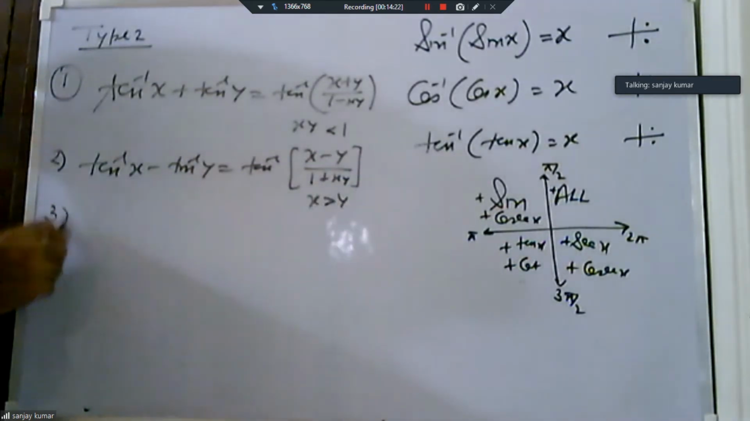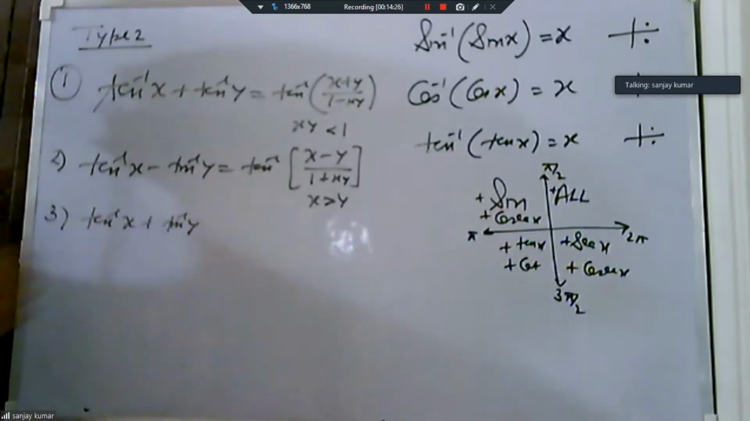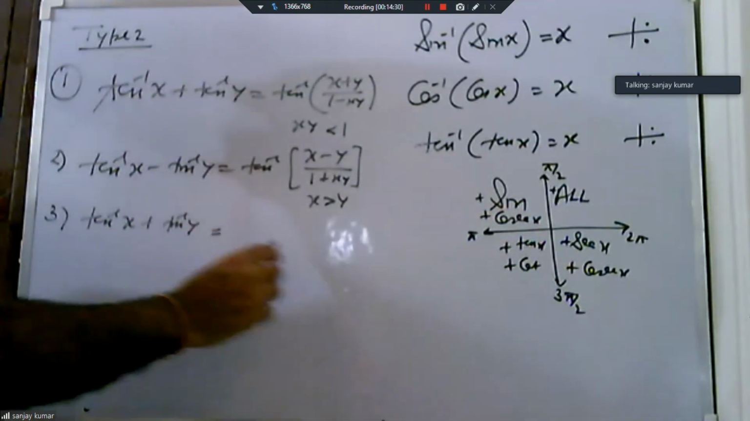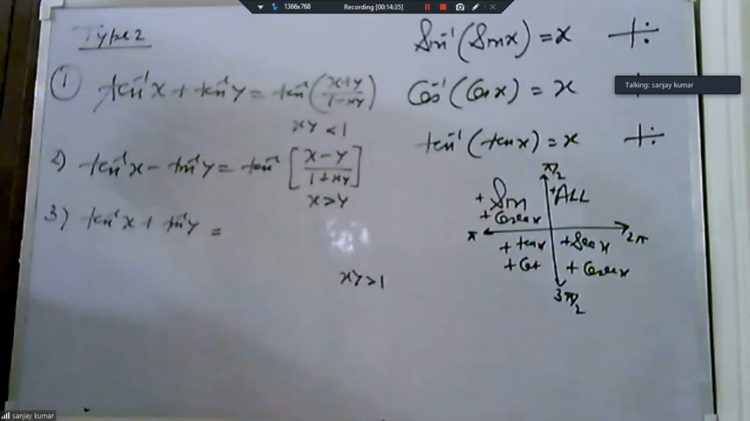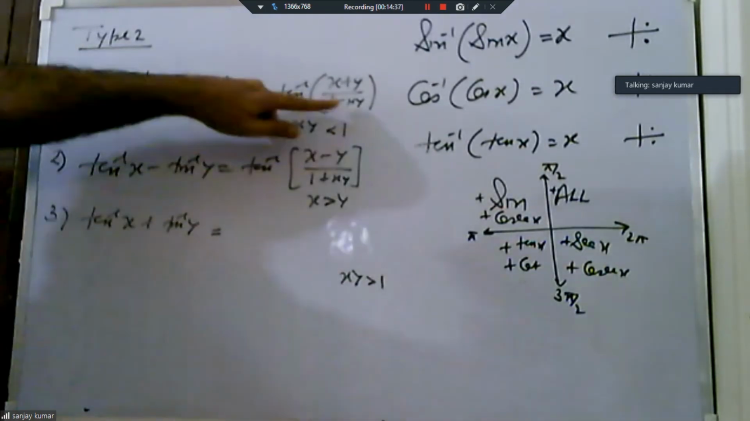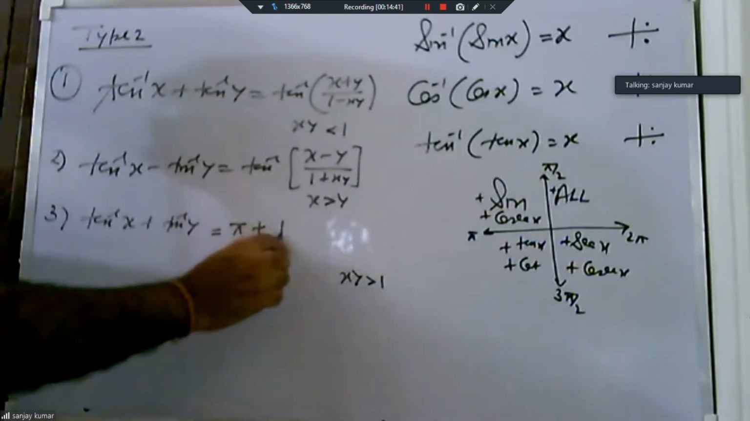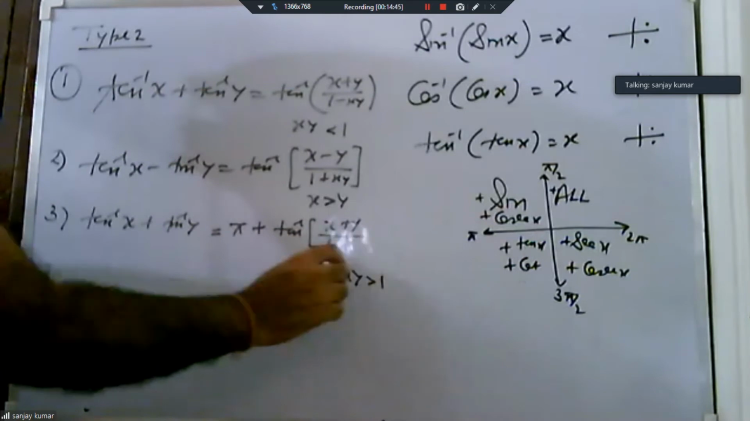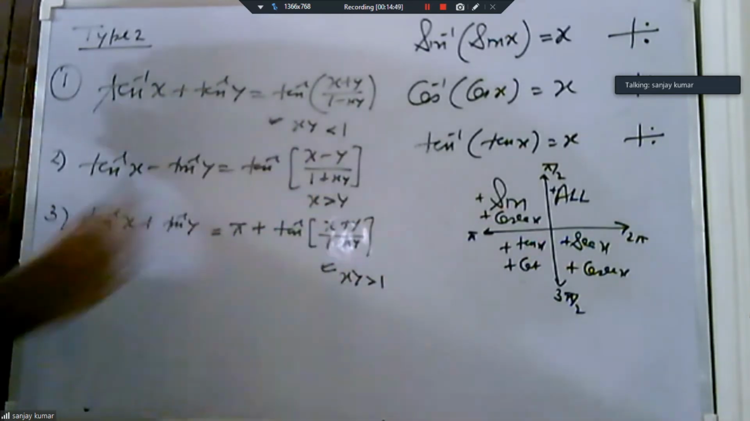The third formula: if you have tan inverse x plus tan inverse y, but the problem is that xy is greater than 1. If xy is greater than 1, then this number becomes negative. So for that you add pi, because in the third quadrant tan is positive, so you do pi plus. So this formula is for when xy is greater than 1, and the earlier formula is for when xy is less than 1.